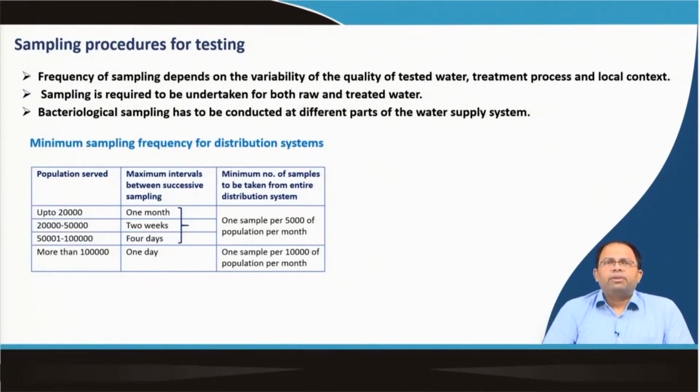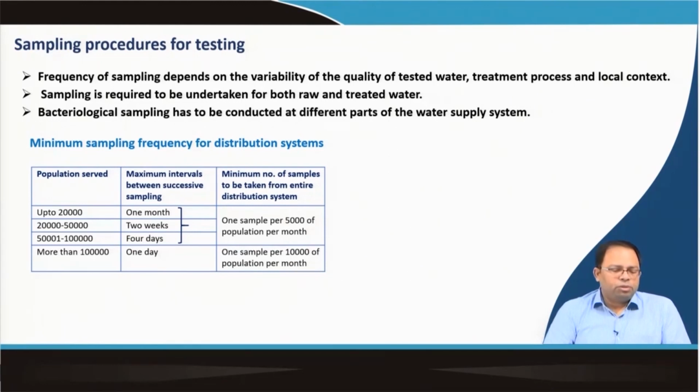So, the sampling procedure and frequency of sampling depend on what water we are testing, the treatment process that is there, and the local context. Sampling has to be done for both raw water and treated water to see what kind of difference is happening, and to understand the baseline as well. And bacteriological sampling has to be conducted at different parts of the water supply system, because leakage can happen at any point. Unless we test the water at different points, we won't be able to understand where leakage is happening and what kind of contamination it is resulting in.